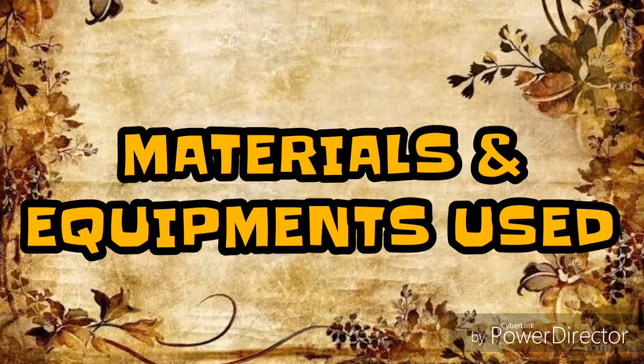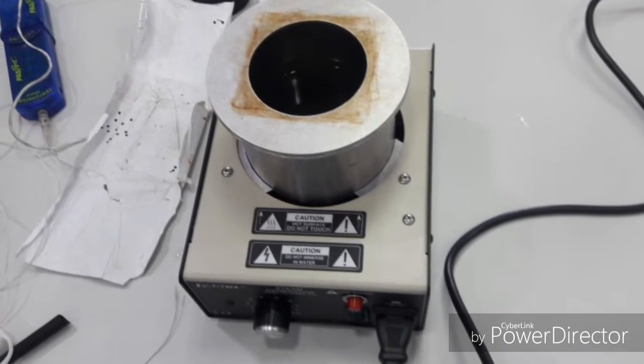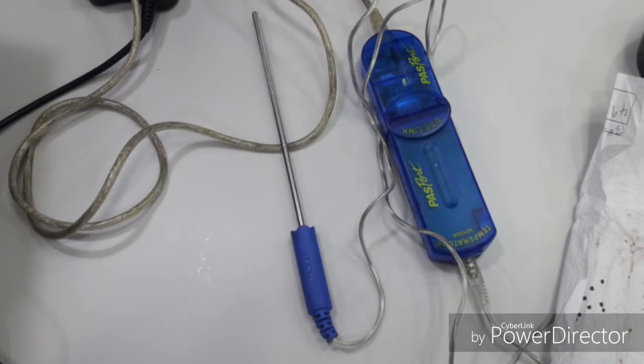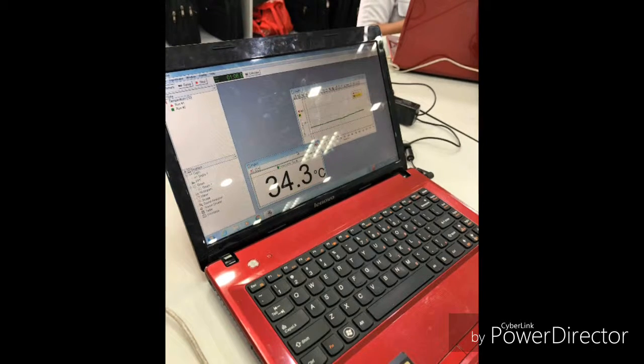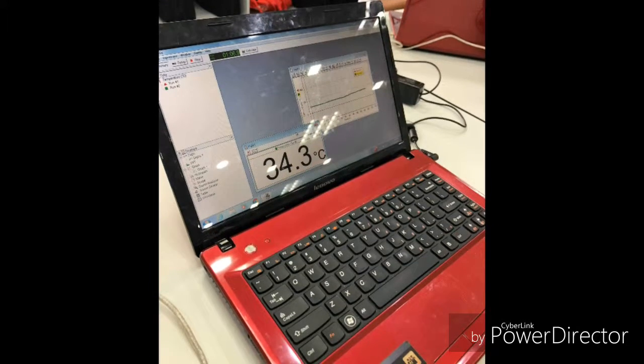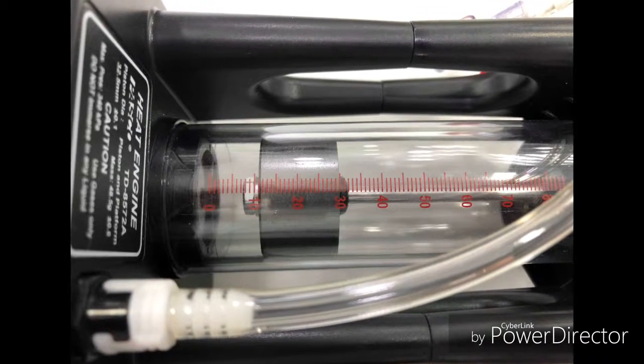Materials and equipment used for the experiment. 1 set of heat engine apparatus. 1 set of temperature sensor with probe. 1 set of steam generator. 1 unit of laptop. 1 piece of thermal can. 2 pieces of rubber tubing. 1 piece of rubber stopper.